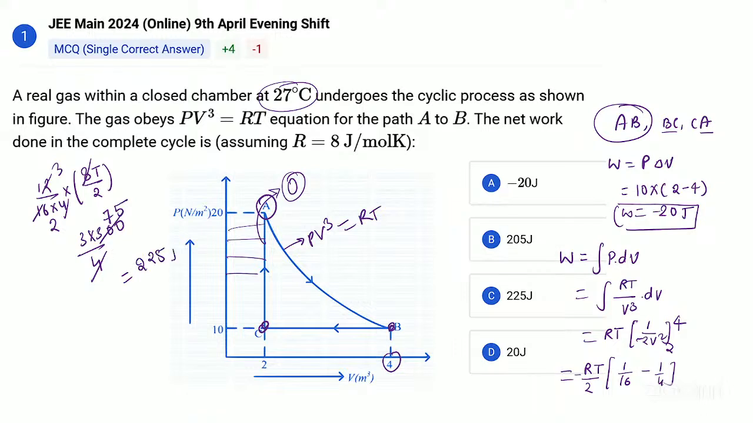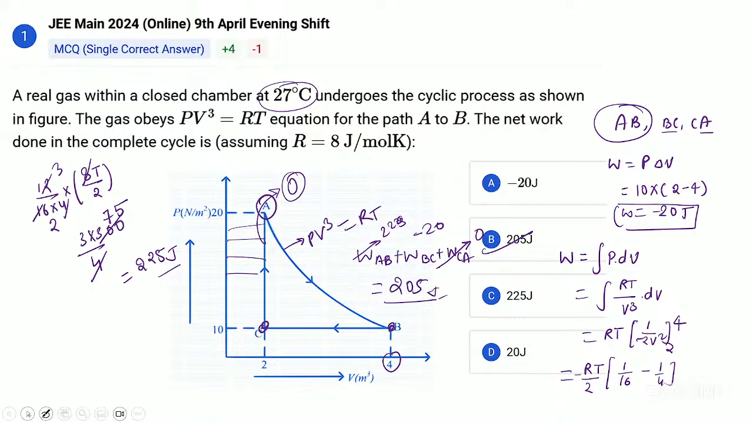Okay, Joule. Now the total work done will be nothing but work done in AB plus work done in BC plus work done in CA. अब CA तो 0 है, BC is -20 and AB is 225. So total work done will become 205 Joule. Option B is the correct one.